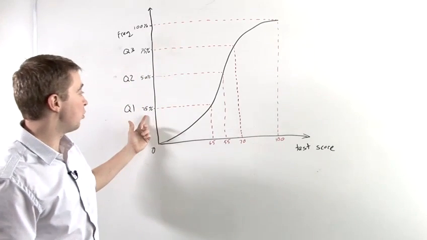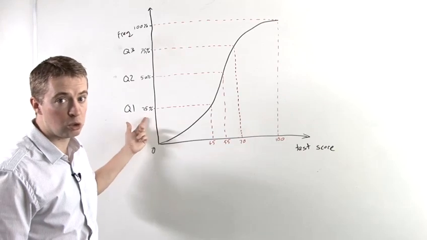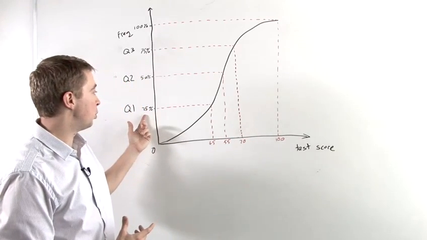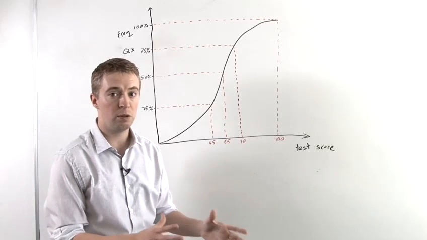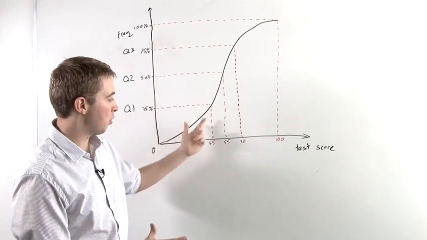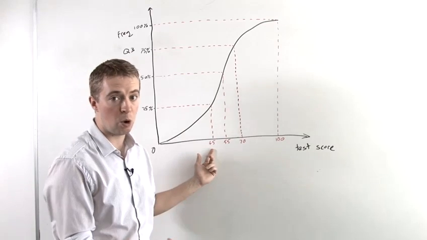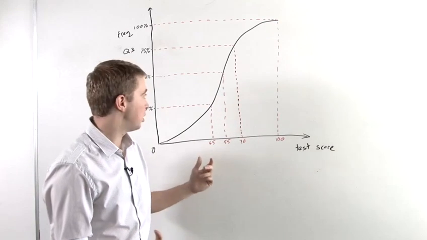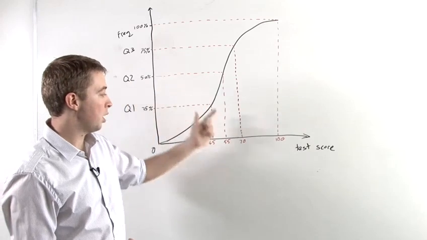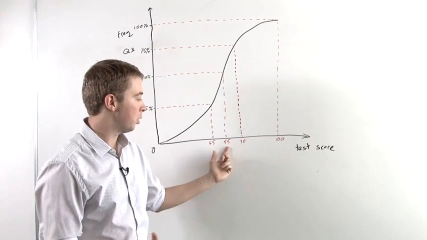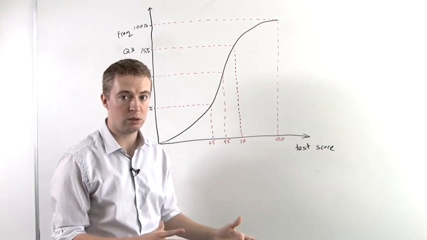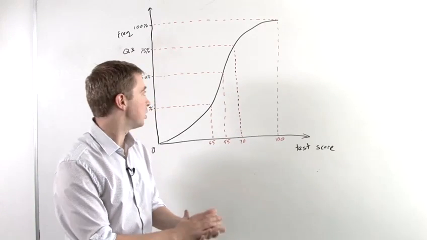We've already mentioned the 25th percentile, which is also called the first quartile. That will just refer to the number of people who are in the bottom 25% of that test score. If you look at that, we can go across the graph and see that that is 45% on the test. Similarly, we have quartile 2, which is 50%, and 50% of the people scored 55 or lower on this test.